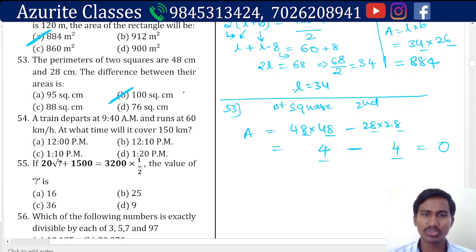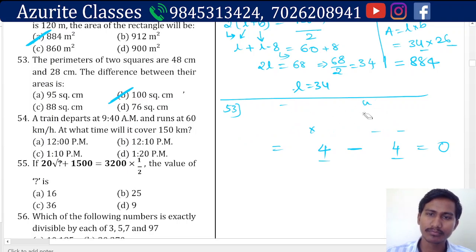Okay, so here we missed it. It is not the side, it is given as the perimeter, right? So we'll do it once again. Wait, just a minute.